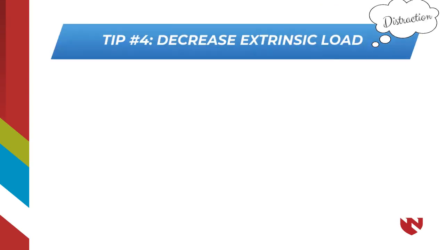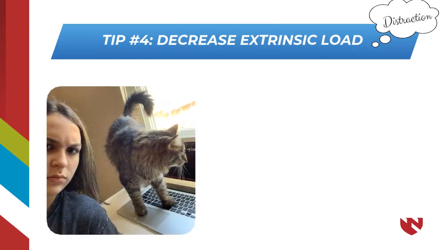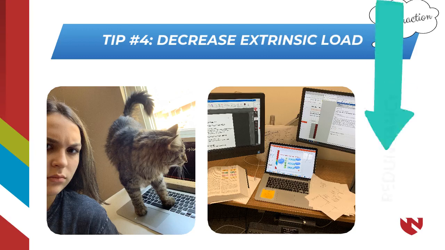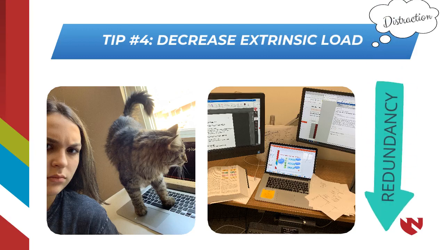The 4th tip is to decrease extrinsic load or distractions. I'm sure you can think of obvious distractions, but having multiple sources of the same information is distracting and requires unnecessary mental processing. One way to decrease redundancy of information is to have one customized document that you study.